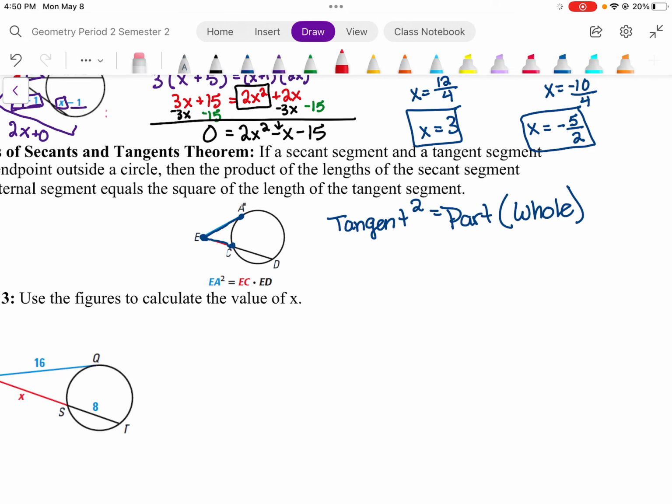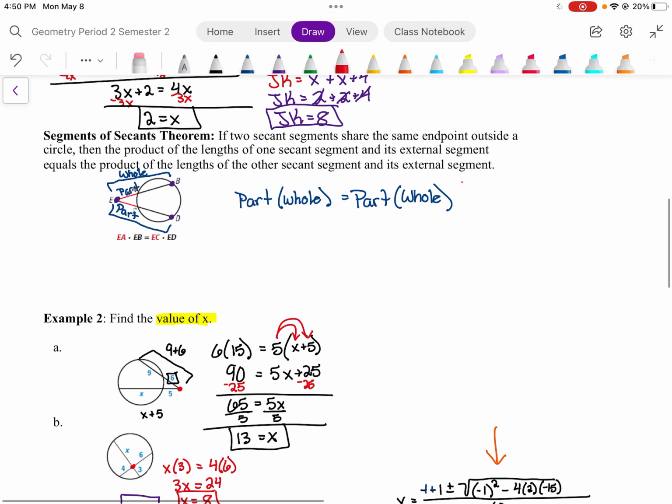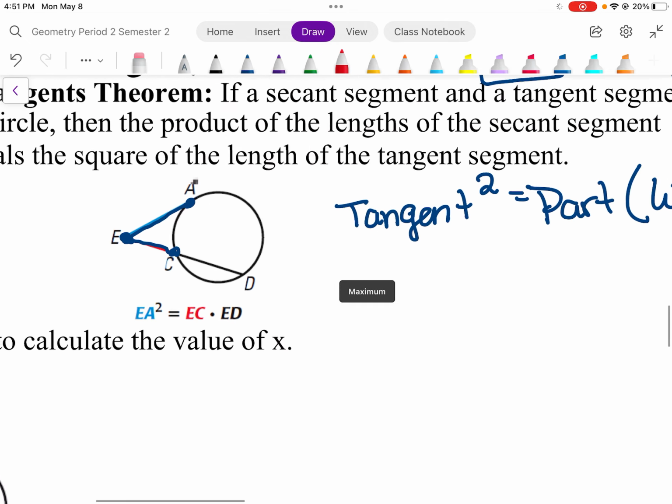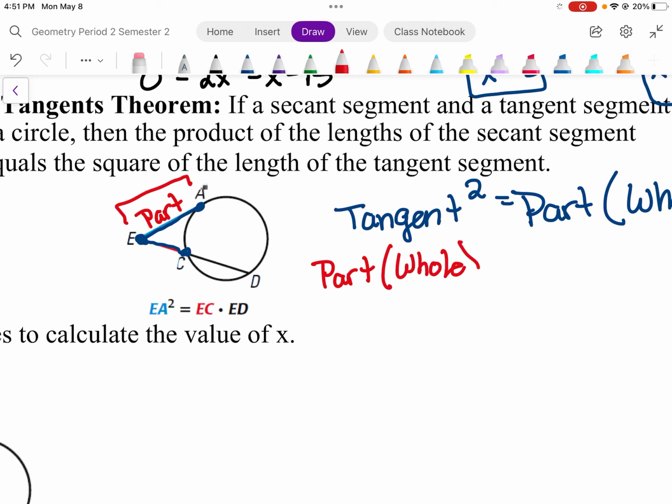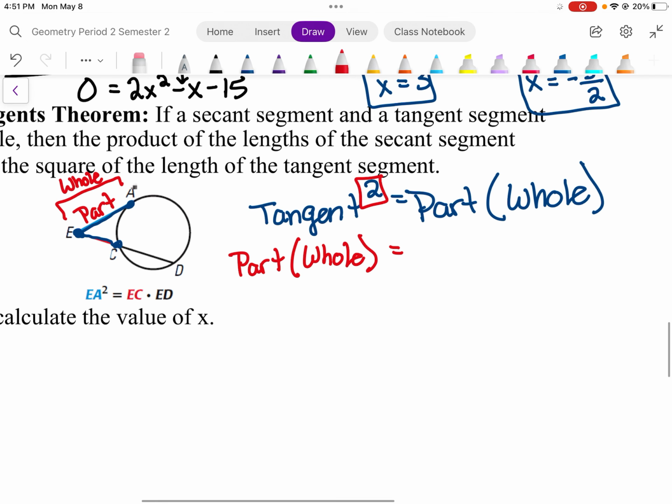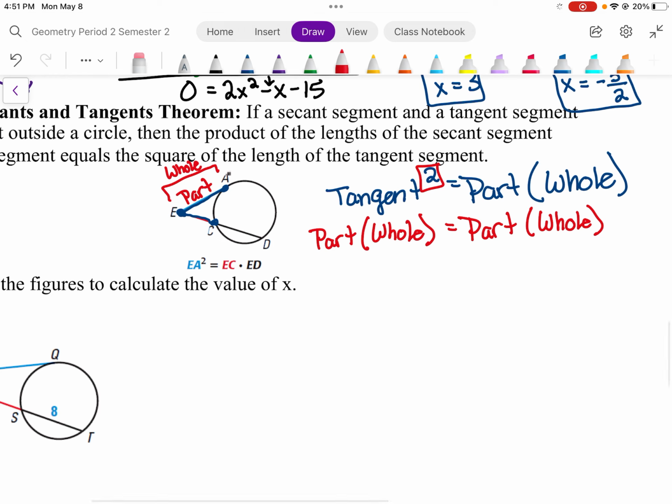If you feel like you're not going to remember that, but you are comfortable with this previous, where we take part times whole, you can still use that. So if you look, we can use the part of the tangent that's outside of the circle, and then we would multiply that by the whole part. You'll just notice that those two are the same measurement. So that's where the squared comes from. And then on the secant part, we just use part times whole like we were before. So you can remember as a tangent squared, or you can still use the part times whole.